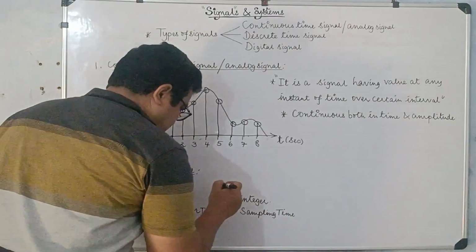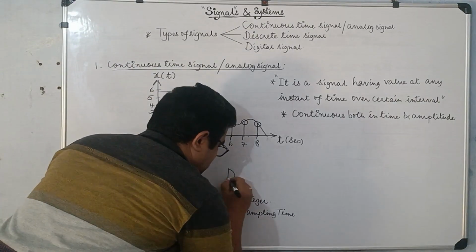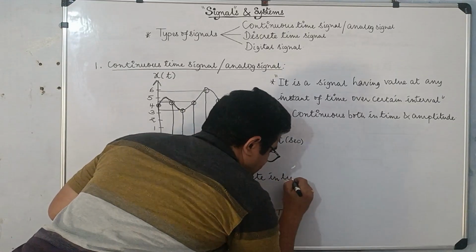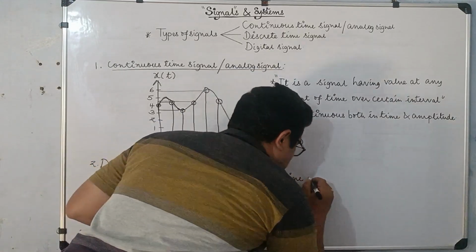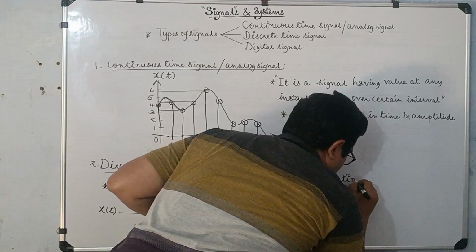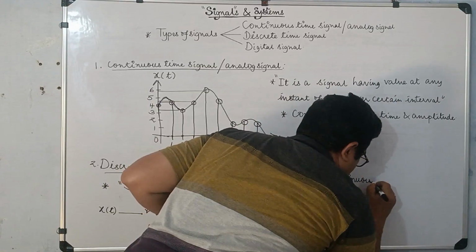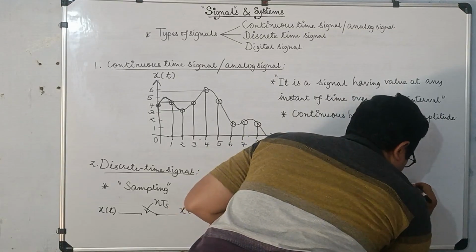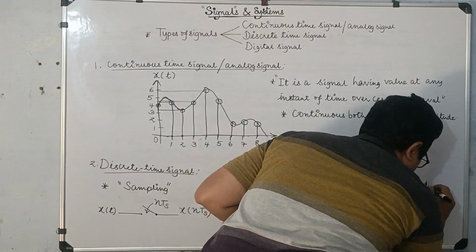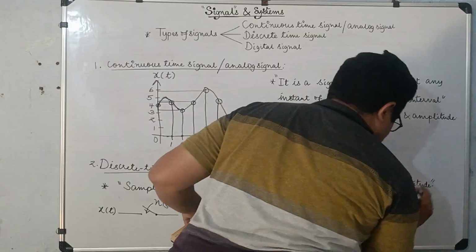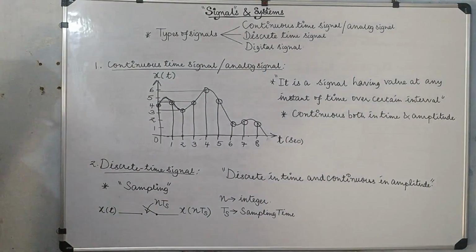So a discrete time signal is the one which is discrete in time and continuous in amplitude. So it is discrete in time and continuous in amplitude. So this is what a discrete time signal is.